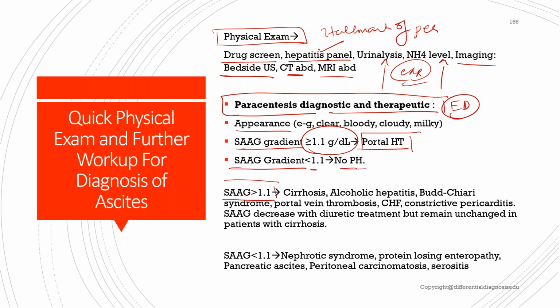So if it is greater than 1.1, the causes are cirrhosis, alcoholic hepatitis, Budd-Chiari syndrome, portal vein thrombosis, CHF, constrictive pericarditis. SAAG decreases with diuretic treatment but remains unchanged in patients with cirrhosis. SAAG less than 1.1 means no portal hypertension, and can be caused by nephrotic syndrome, protein losing enteropathy, pancreatic ascites, peritoneal carcinomatosis, serositis.